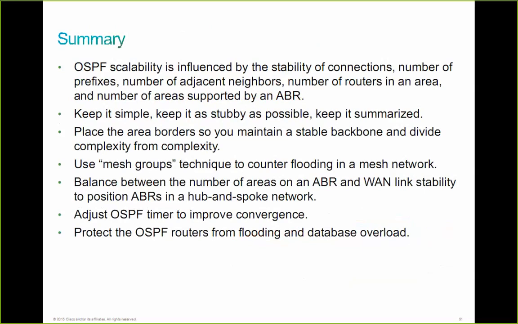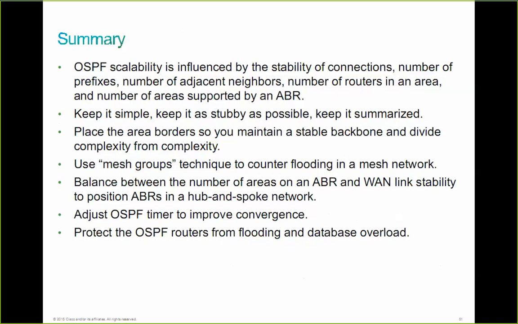So OSPF scalability is influenced by the stability of the connections, the number of prefixes or routes, the number of adjacent neighbors, the number of routers in an area, the number of areas supported by an ABR, et cetera, et cetera. Pretty much all the same thing we talked about with the IGRP. The only difference is, in this case, we're dealing with areas and ABRs and ASBRs. Keep it simple. Keep it stubby. Keep it summarized, right? Those are the three basic design elements of OSPF, right?